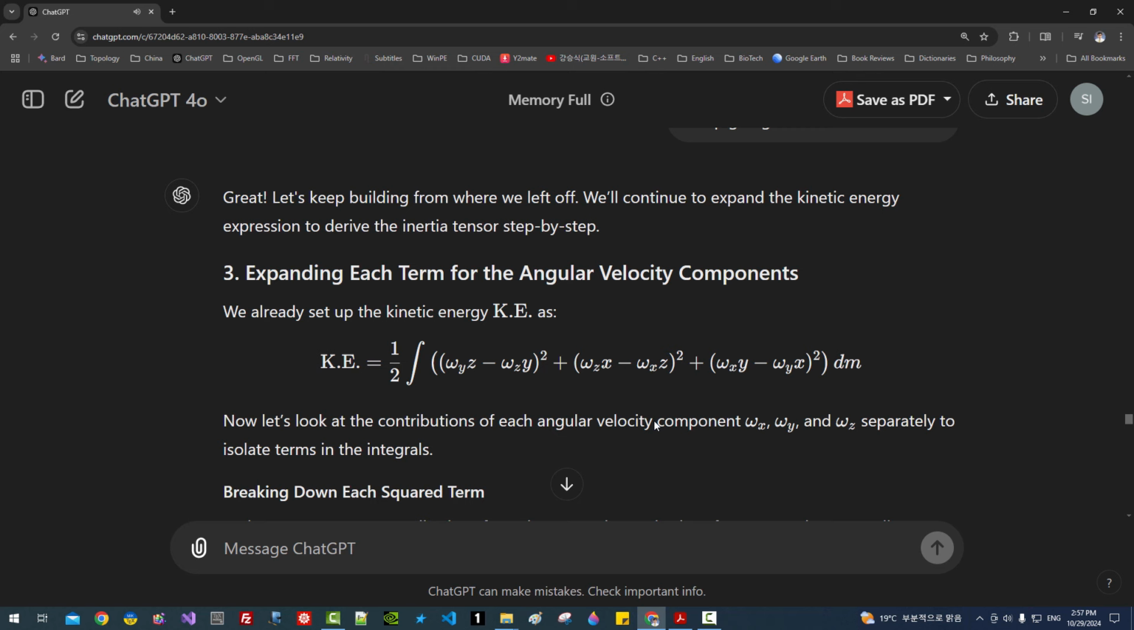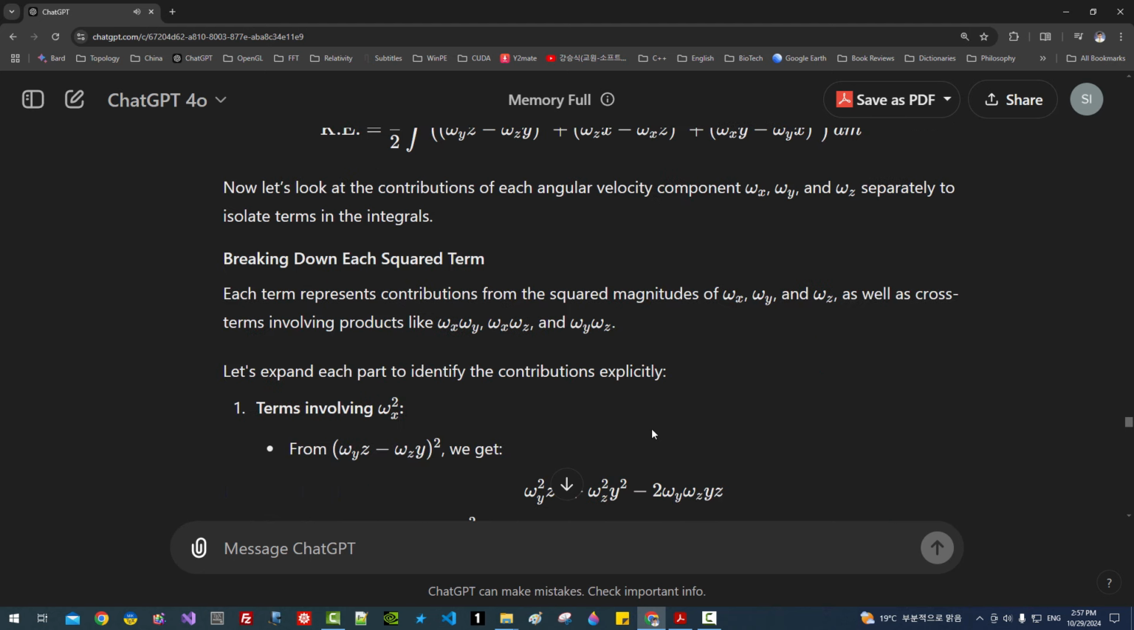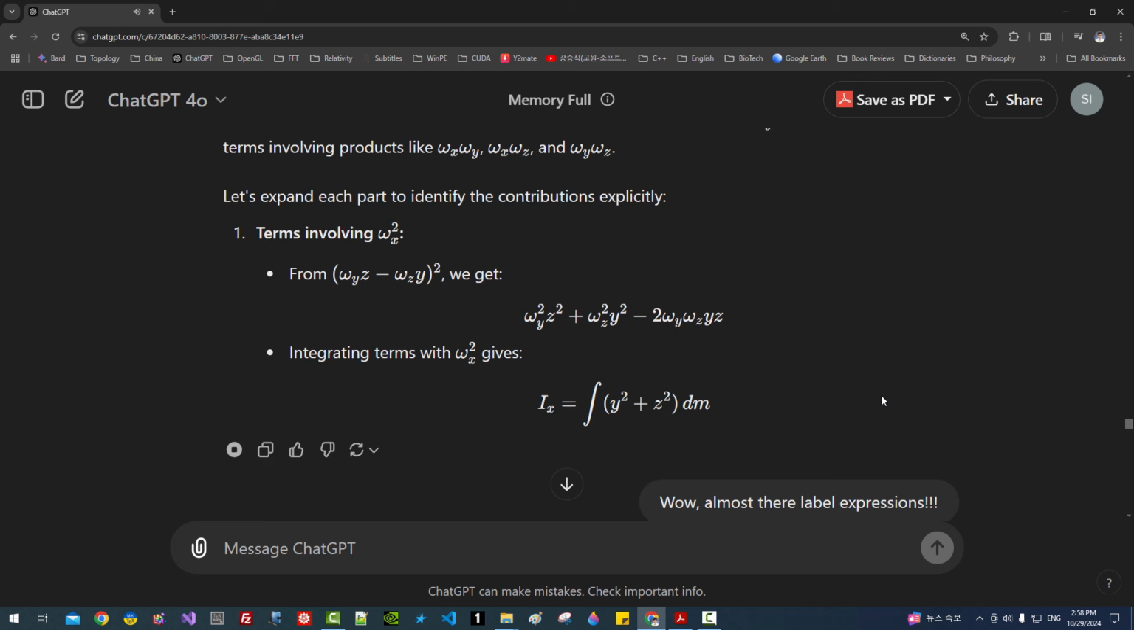We already set up the kinetic energy, KE, as the integral of (ω_y z − ω_z y)² plus (ω_z x − ω_x z)² plus (ω_x y − ω_y x)², dm. Now let's look at the contributions of each angular velocity component, ω_x, ω_y, and ω_z, separately to isolate terms in the integrals. Breaking down each squared term: each term represents contributions from the squared magnitudes of ω_x, ω_y, and ω_z, as well as cross terms involving products like ω_y ω_x, ω_z, and let's expand each part to identify the contributions explicitly.